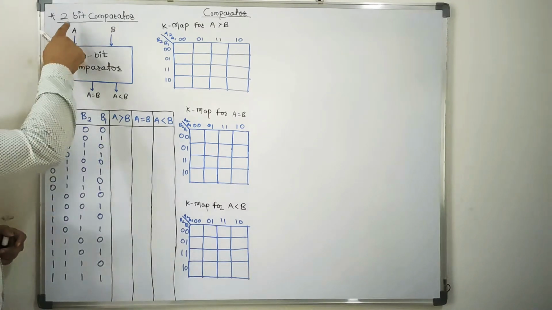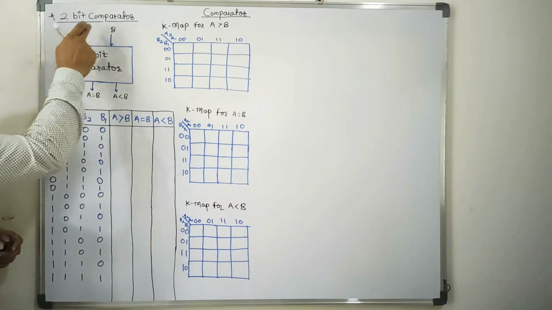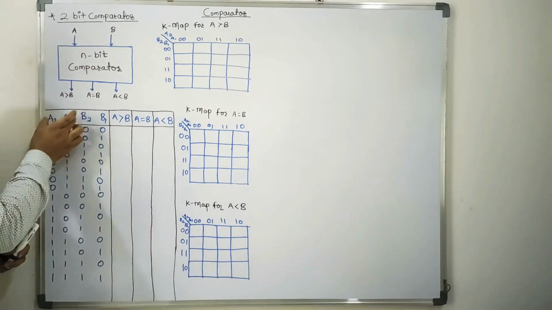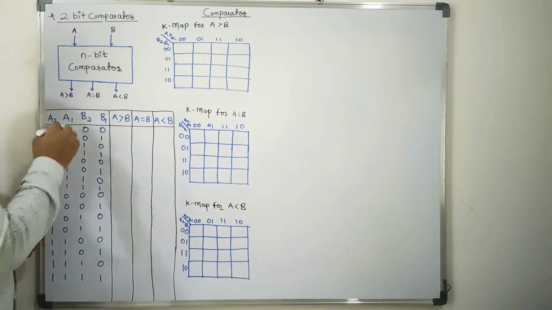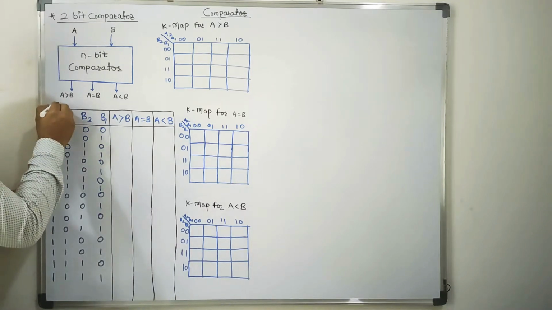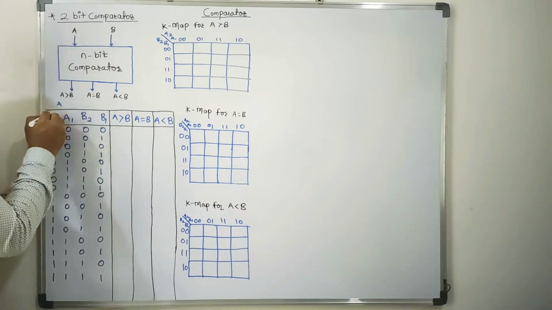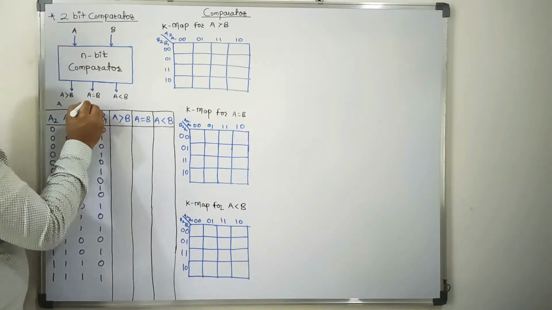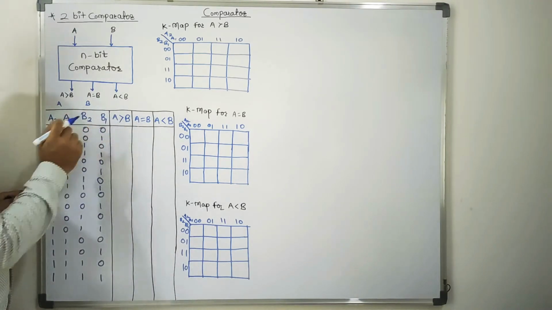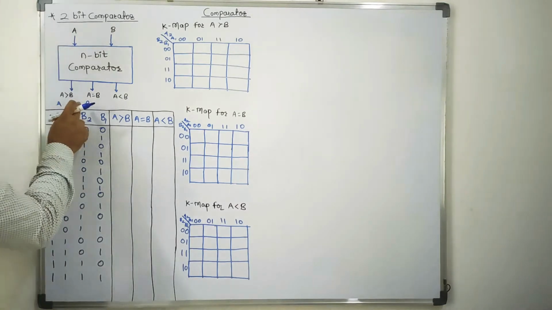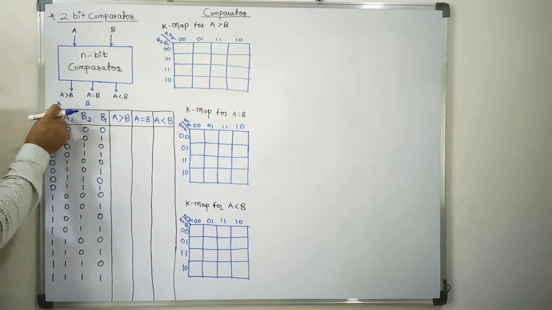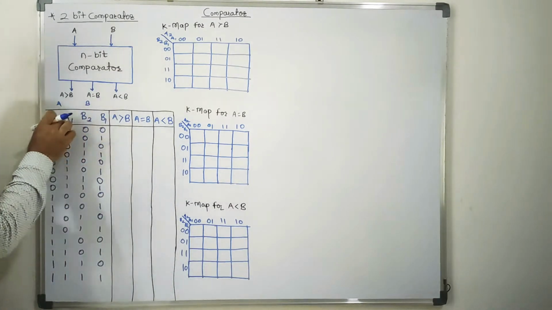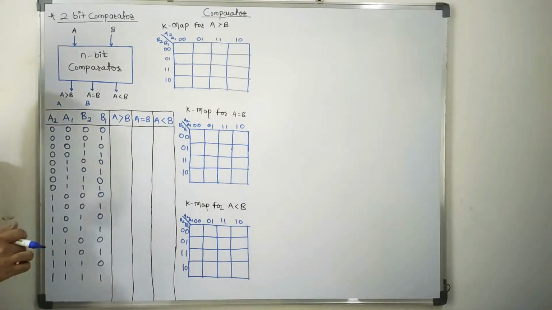For the 2-bit comparator, a and b are differentiated with respect to their MSB and LSB values. A is differentiated as a2 and a1 for 2 bits, and b is differentiated as b2 and b1. We classify a2 a1 and b2 b1 as two values for the 2-bit comparator.